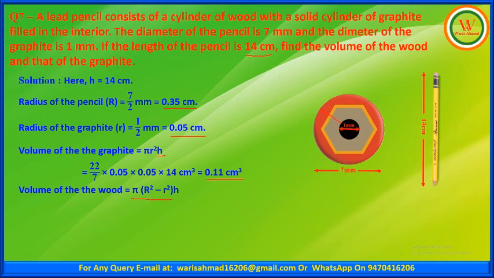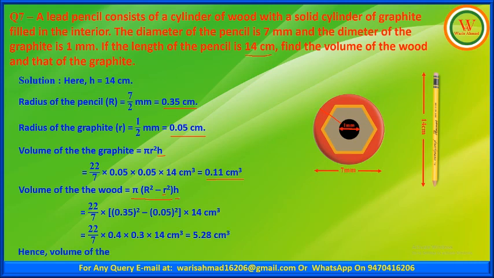External radius we have 0.35 centimeter, while internal radius we have 0.05 centimeter. Value of h we have 14 centimeter, so we have to assign all these values here. After assigning all these values, finally we will have 5.28 centimeter cube. Hence finally we can write here volume of wood will be equal to 5.28 centimeter cube, and volume of graphite is equal to 0.11 centimeter cube. So this is the final solution of this question.